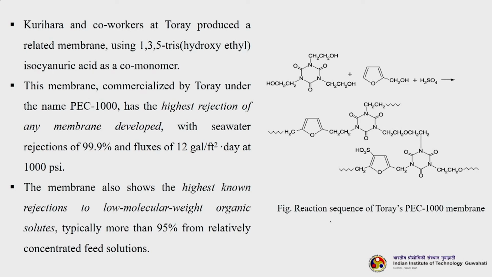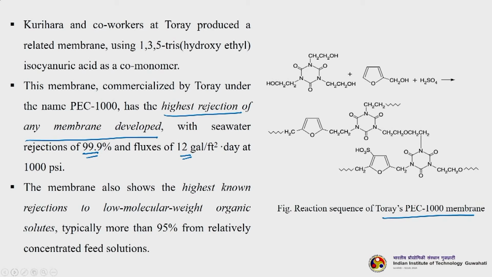Okay, so this is the reaction sequence of the Toray PEC 1000 membrane. You can see this membrane, commercialized by Toray under the trade name PEC 1000, has the highest rejection of any membrane that is developed, with seawater rejection of 99.9% and fluxes of 12 gallon per feet square per day, but you can see that the flux is less. So, in earlier membranes, whether interfacial polymerization or the membrane we discussed on the previous slide, the rejection was 99.5% and flux was good, but here the flux is a little compromised.